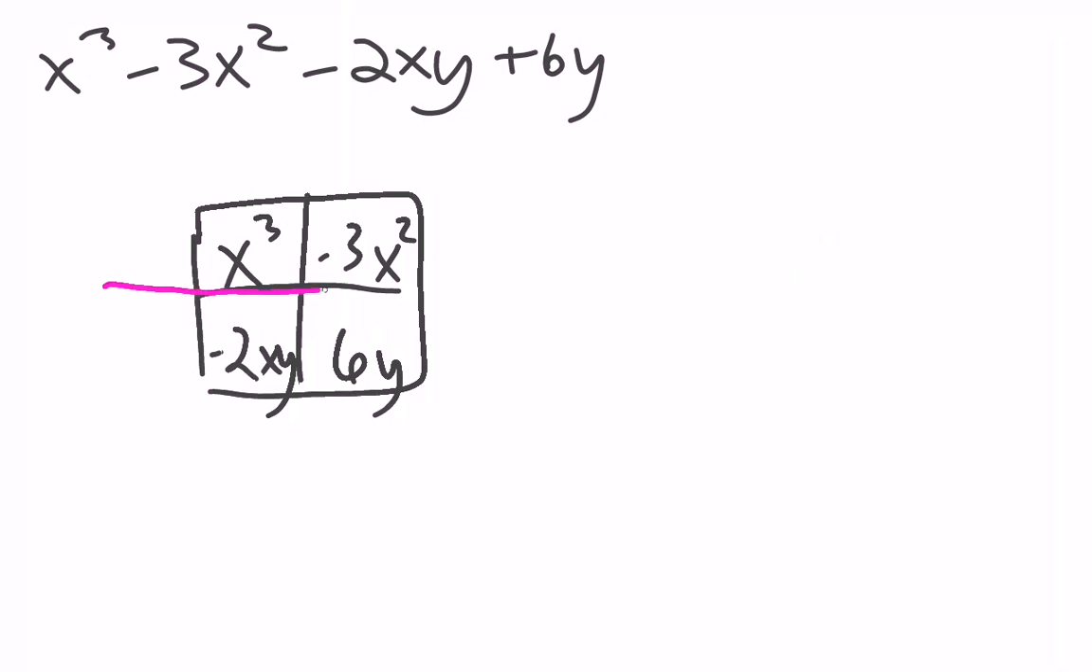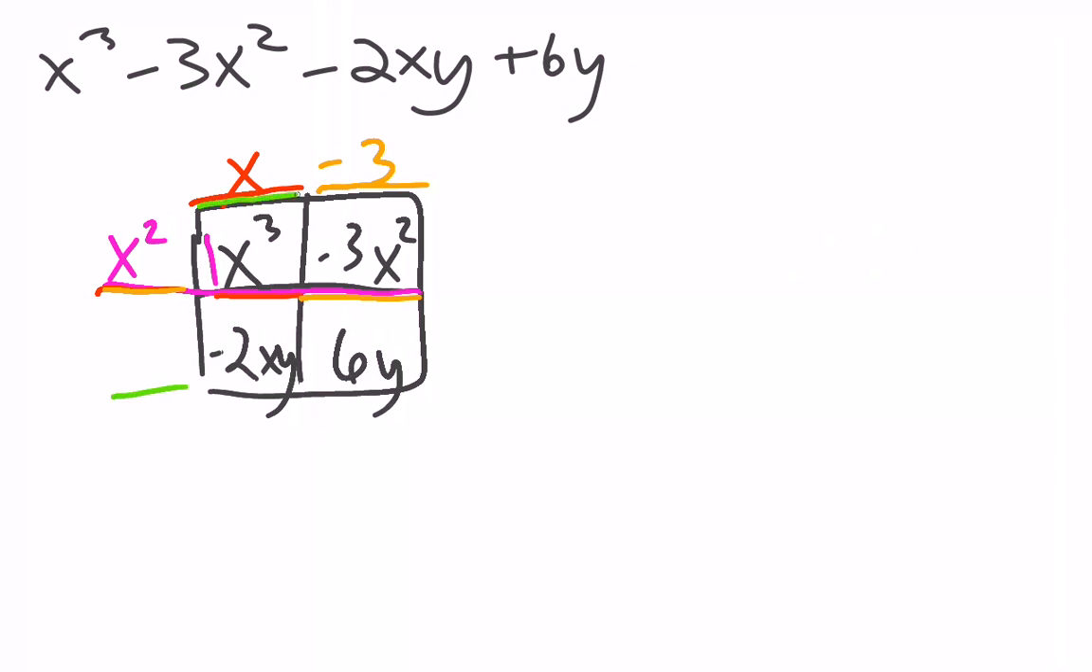So let's take out the GCF in my first row. There's really a 1 in front of that x cubed, so I can't take anything out in terms of a number besides 1. But they both have x's. Take the lowest exponent, which is a 2. And now I go fill the top. What do I multiply to x squared to get x cubed? X. What do I multiply to x squared to get negative 3x squared? Negative 3.